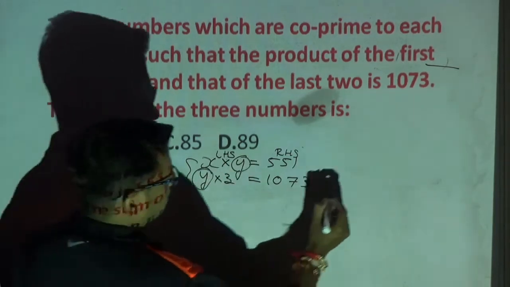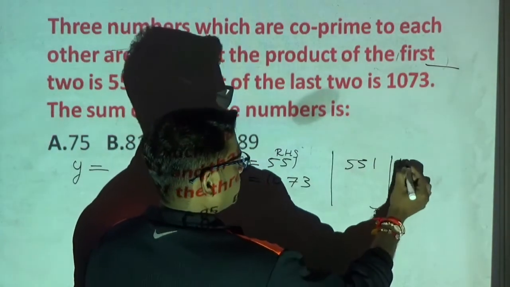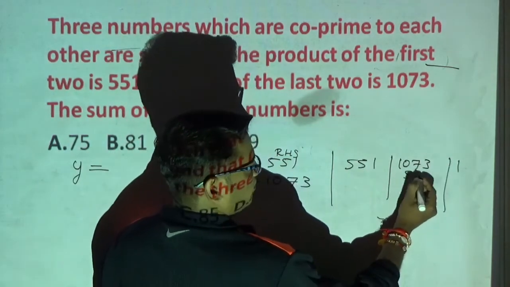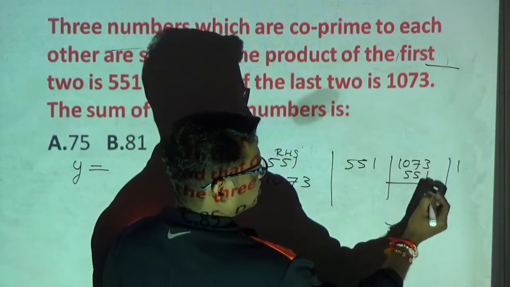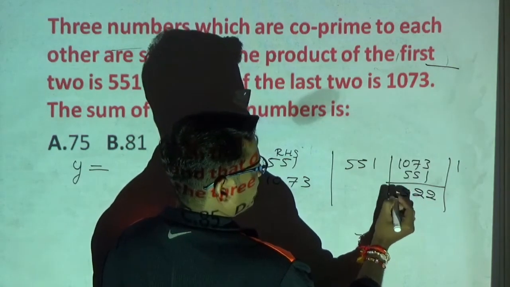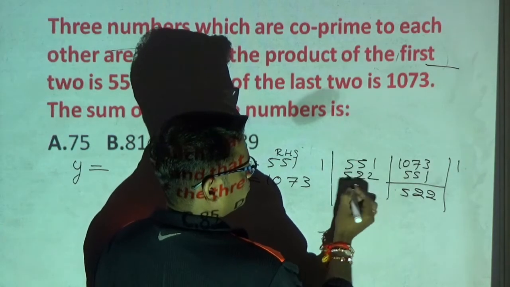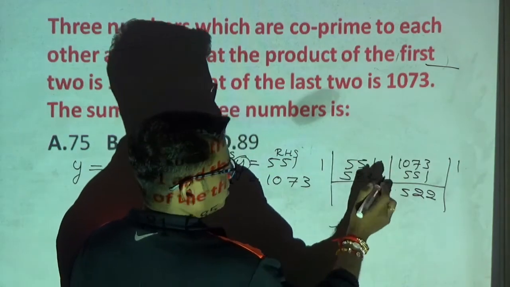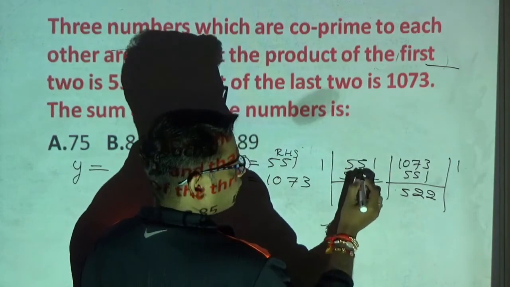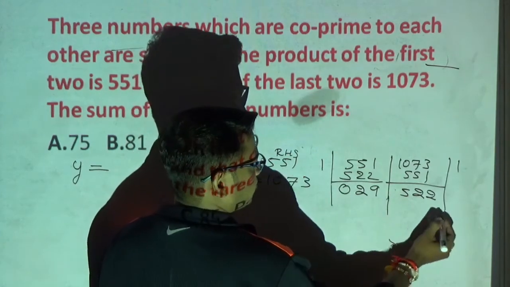Correct? I need to find the HCF of 551 and 1073. Find it now. 551 once is 551. So 3 minus 1 is 2. This will be 2. 10 minus 5 is 5. This is 0. 551 once is 522. 522 once. 11 minus 2 is 9. Here 4, 4 minus 2 is 2, this is 0.